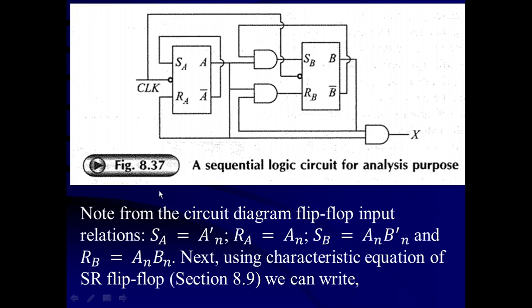That means we can see that here the inputs are taken as a function of the outputs. So, noting from the circuit diagram the flip-flop input relations: SA is equal to AN bar and RA is equal to AN. SB is equal to AN BN bar and RB is equal to AN BN. Next, using the characteristic equation of the SR flip-flop, we can analyze this flip-flop circuit.